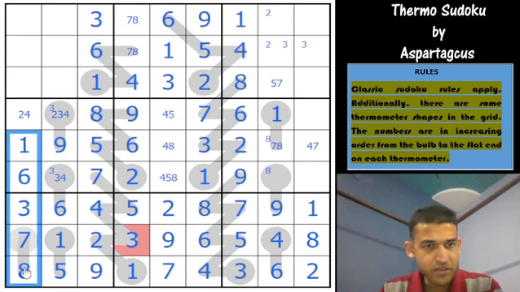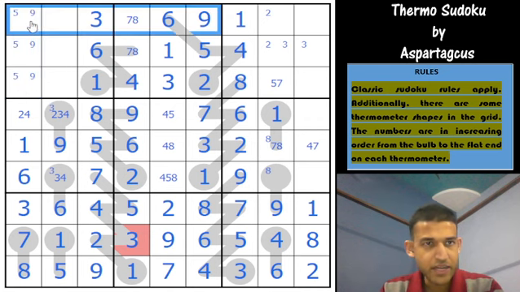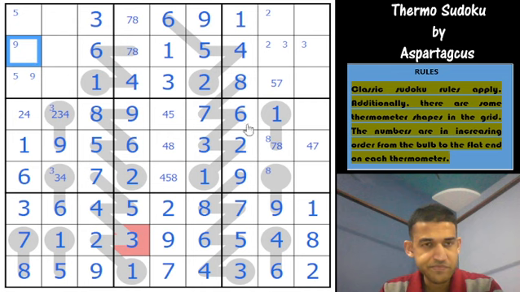So 1, 3, 6, 7, 8. So we need 2, 4, 5, 9. So 5, 9 goes into these cells as corners. 9 can't be here. 5 can't be here.